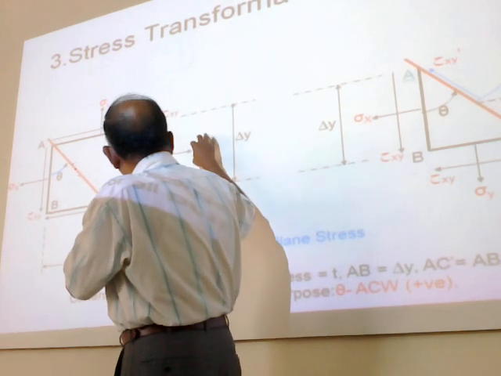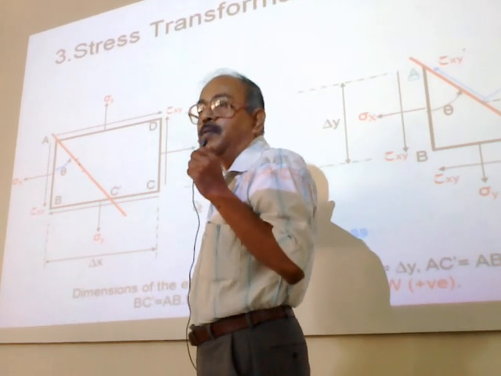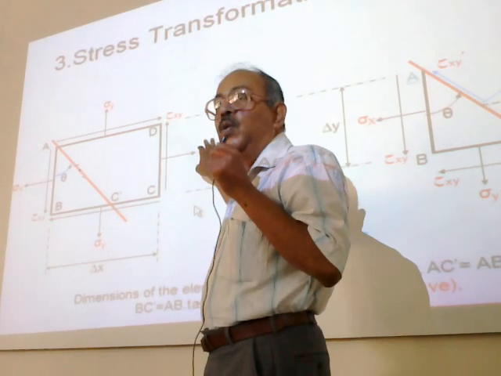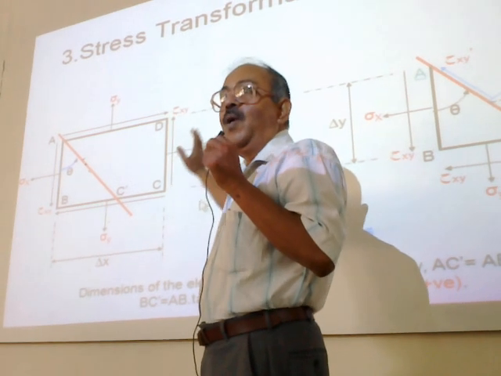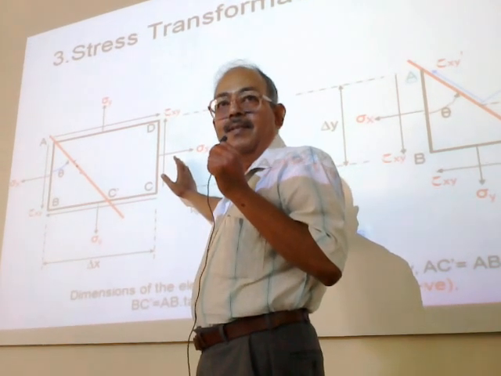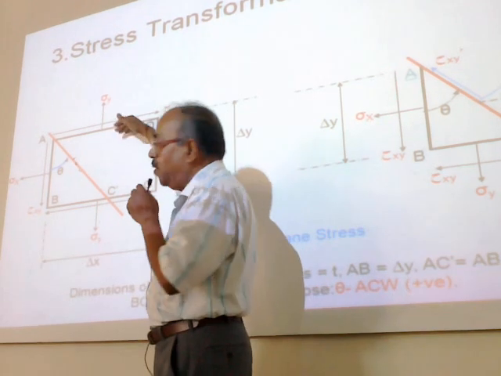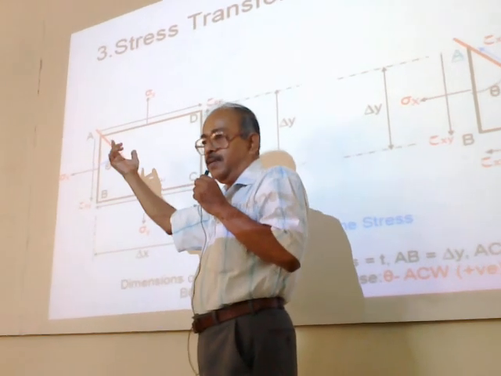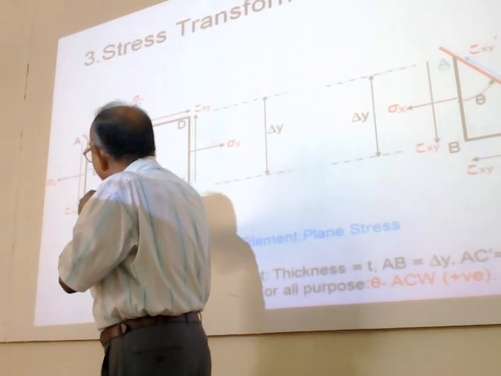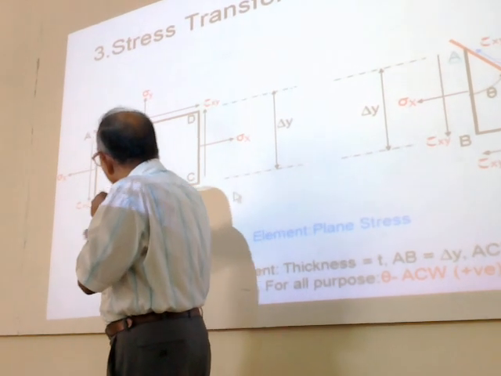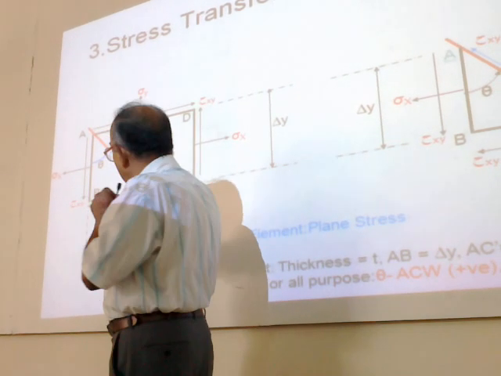The x direction will have sigma x. I am eliminating the double subscript here, because we have understood that sigma x means normal to the x plane, and sigma y means normal to the y plane. So why write a double subscript? We economize in writing and cause less confusion.